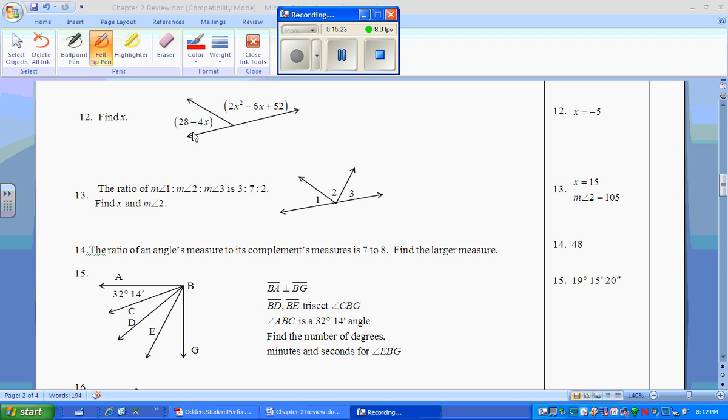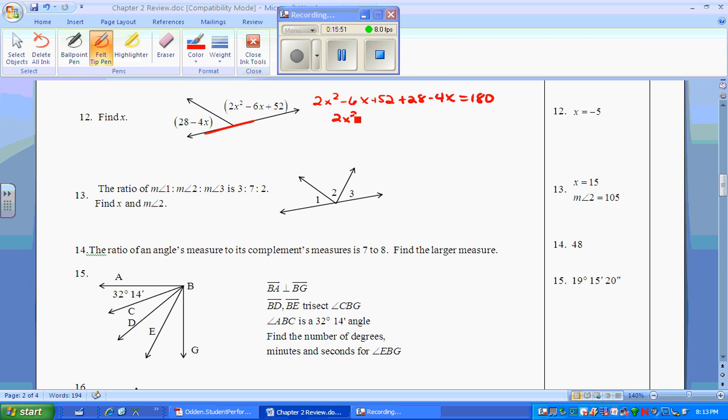Page 2, we started out with a picture. We have this angle 28 minus 4x. This angle is 2x squared minus 6x plus 52. Well, what do you notice? It's making a straight line. Two angles that are adjacent form a straight line, or supplementary. So we can say that 2x squared minus 6x plus 52 plus 28 minus 4x equals 180.